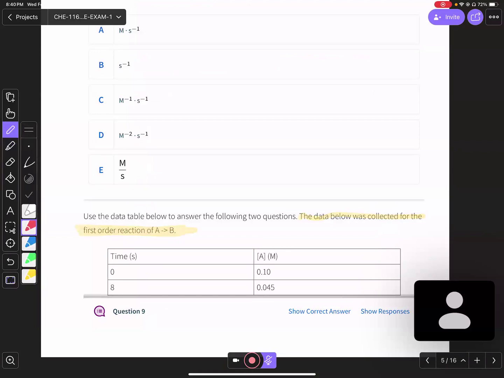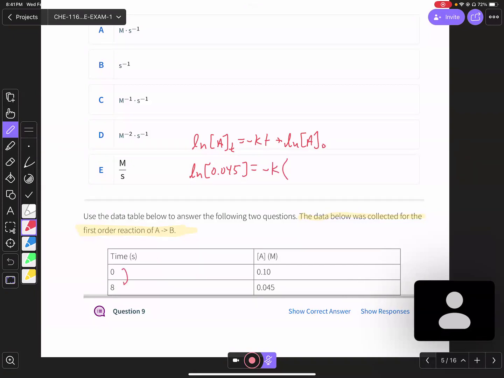Because this data came from a first order reaction, we know natural log of concentration at time t equals negative kt plus the natural log of our initial concentration. We know we can use the integrated rate law for a first order reaction. So from there, we're just going to plug in the concentrations. So, right, natural log of some point in the future, my concentration is 0.05. I'm looking for the rate constant, so that's k.